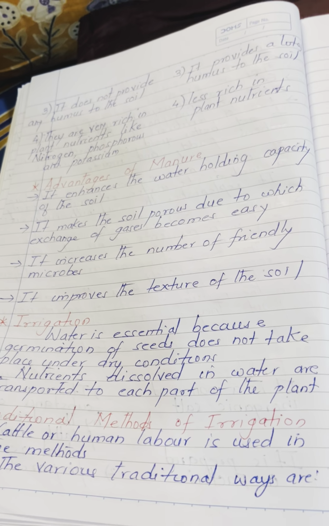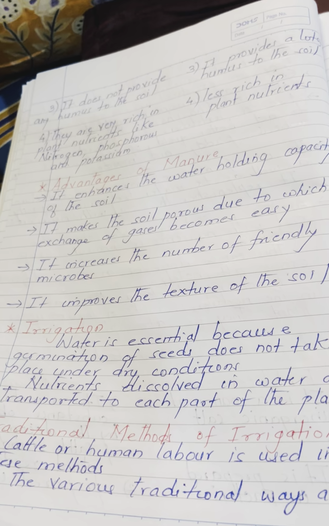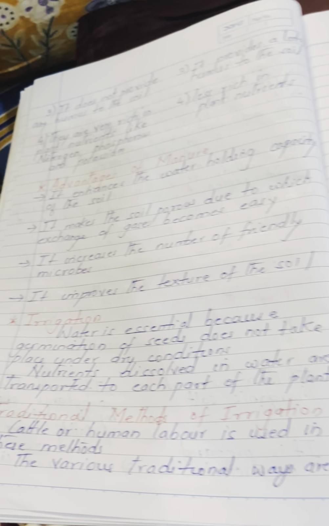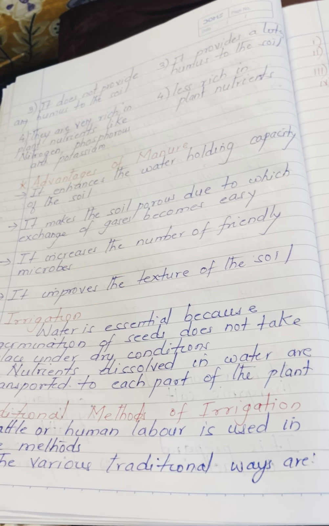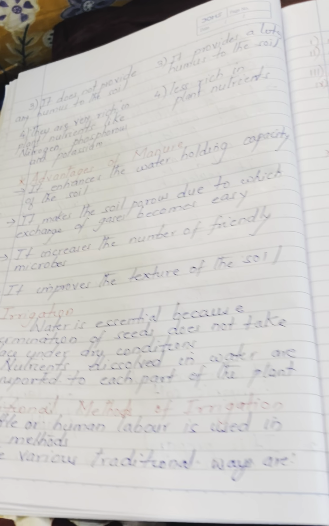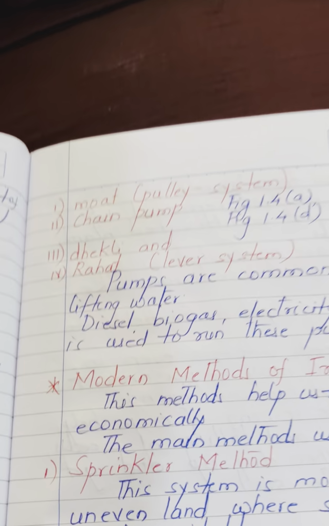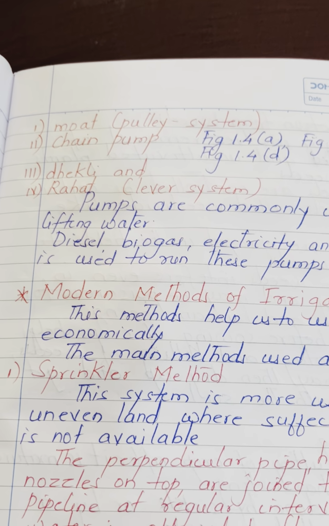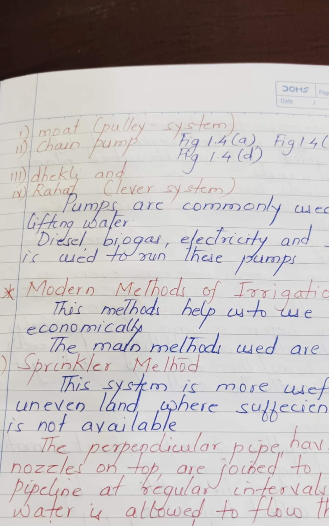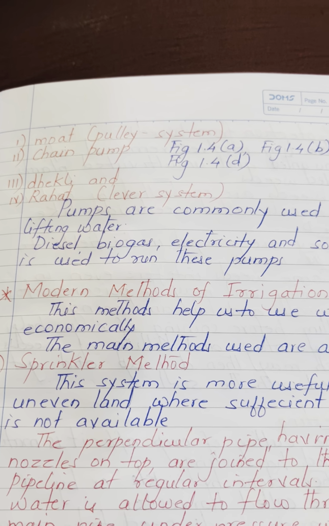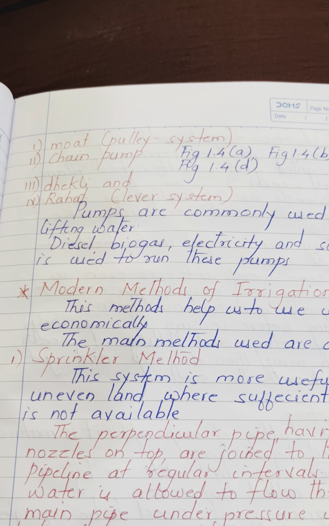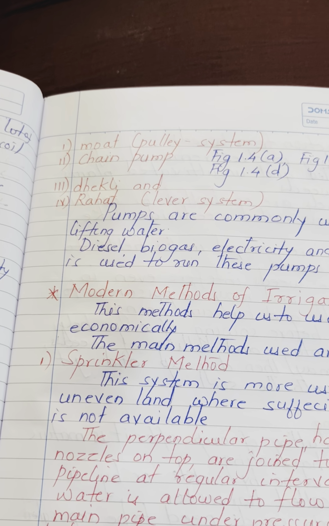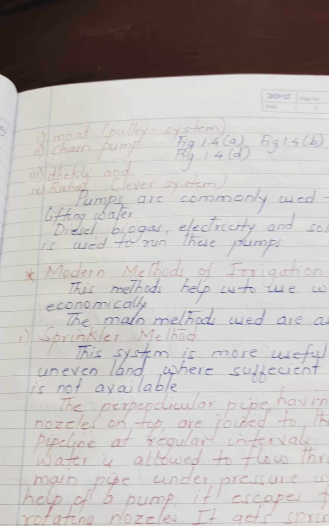Traditional methods of irrigation. Cattle or human labor is used in these methods. The various traditional ways are, let us see what they are. Moat, pulley system. Second, chain pump. Figure 1.4a, 1.4b, 1.4d. Dhekli and Rahat lever system.